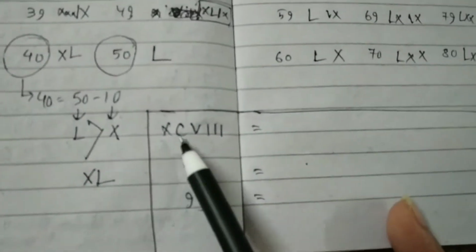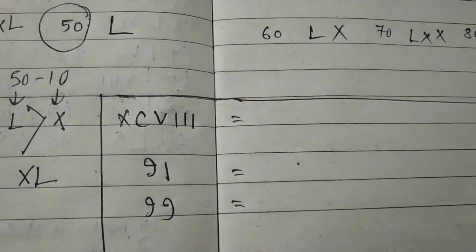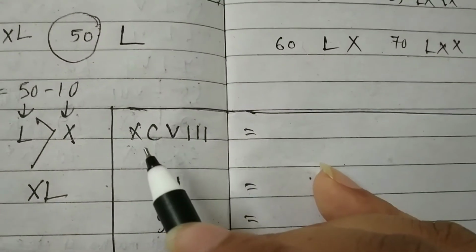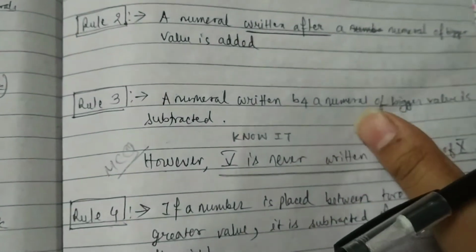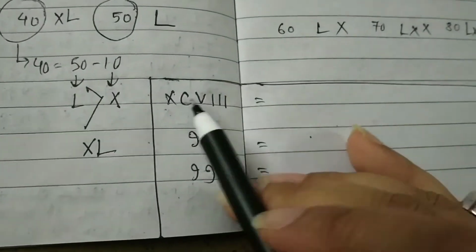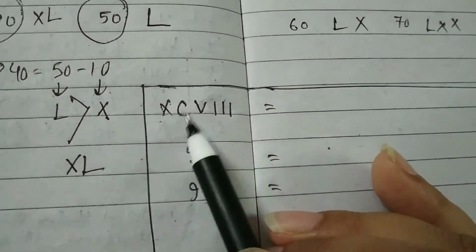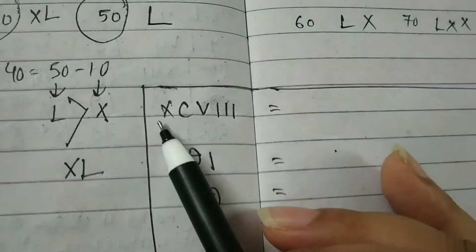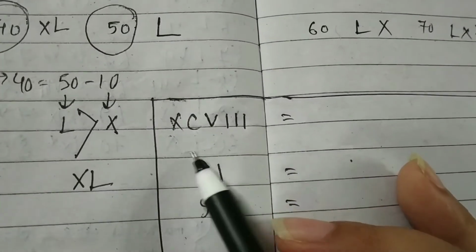Okay, so first we see here XCIII. Sorry, triple I, right? So now we need to remember rule 3. What does rule 3 state? Rule 3 states a numeral written before a numeral of bigger value is subtracted. Now we know that X stands for 10, and C stands for 100. Now 100 is a bigger value numeral. X is a smaller value. That means we need to subtract it to find out what XC stands for.